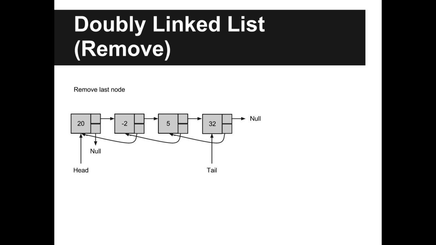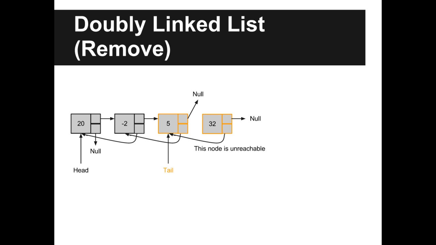Tail is pointing at the last element in our linked list, so we are going to look at what tail is pointing at. Tail is pointing at 32, then because we want to remove this 32, we have to go back one element. So we're going to go to the previous of 32, which is node 5, and then we set the next of 5 to point at null, and also our tail should change to look at 5. So we're going to also manipulate the tail pointer to look at 5.